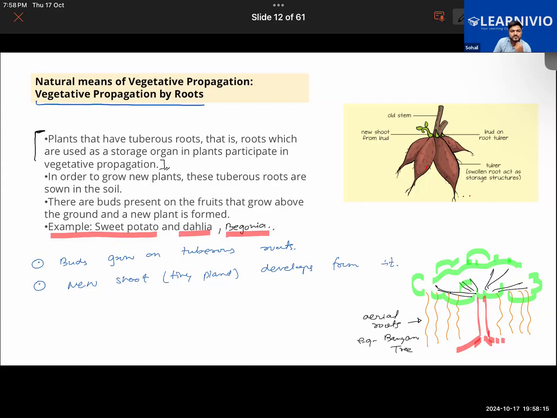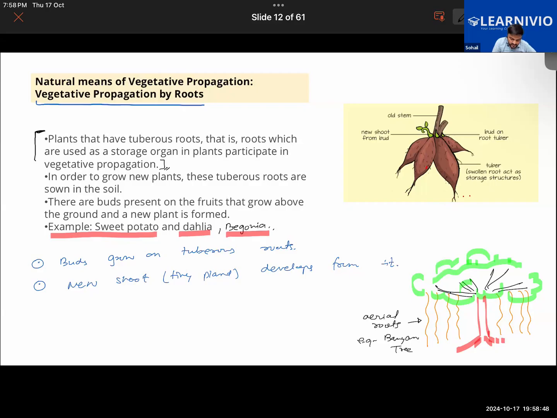Sir, I didn't understand about the banyan tree. Okay, not getting it. What I'm saying is that the normal root's function is simply to absorb water and minerals from the soil. That is the normal root, like for example the root of the guava plant or mango or any other normal tree. But modified roots perform an extra function apart from absorbing the water and minerals from the soil.